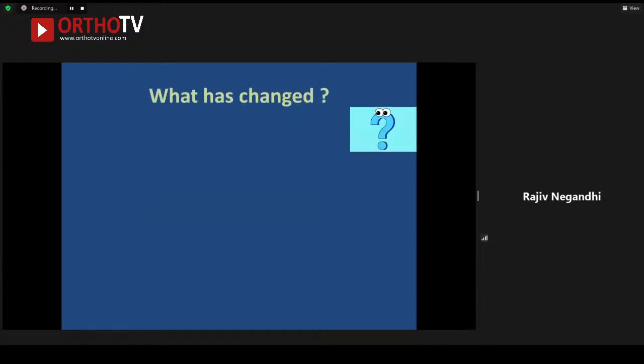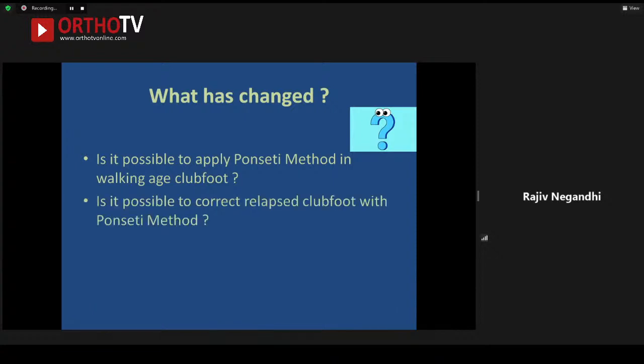So now I'll come to the things that have changed in the last 10 years. We asked the question, is it possible to apply the Ponseti method in walking age clubfoot? Is it possible to correct the relapsed clubfoot with the Ponseti method? And we'll discuss some of the newer methods of deformity correction.